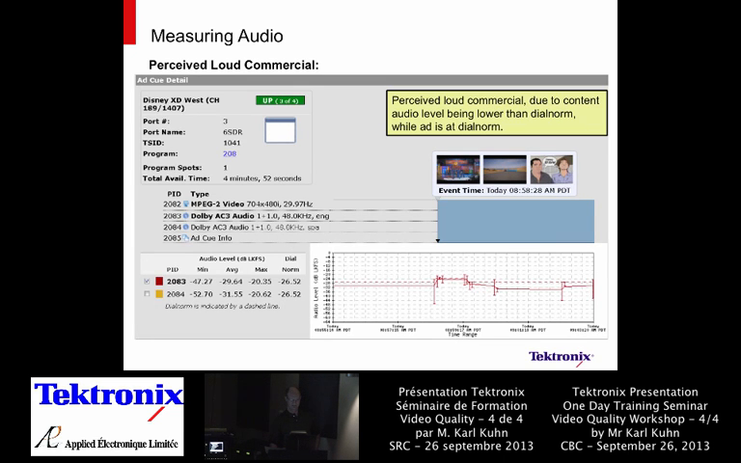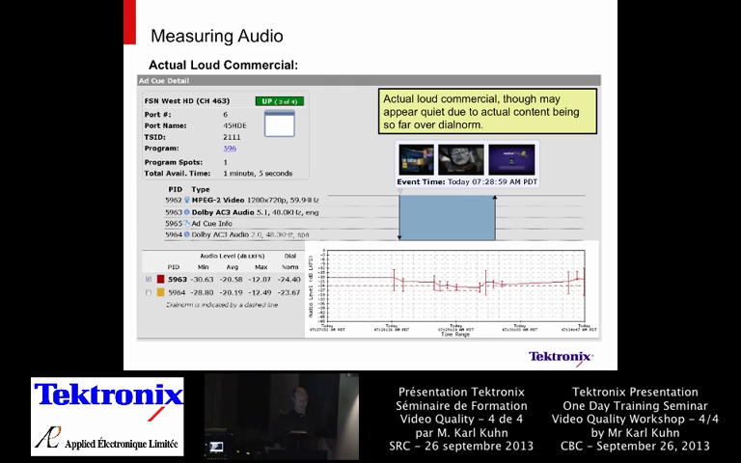Perceived commercial loudness. What we're doing here is we're showing one of the graphs. So you can see the deviation from your graph there as far as your dialogue normalization, your LKFS. They should be tracking the same. If they're not, it's going to be normalizing for negative 31, but the level coming in is not the same as dialogue normalization, so your levels will fluctuate. We're trying to show here the actual commercial was loud, but it may appear quiet due to the actual content being so far below dial norm. Well, there you go. There's variability. So you're trying to have consistency.